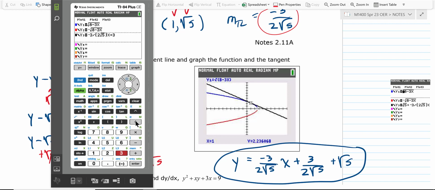You go 3 divided by, and again, I'm going to do the same thing, 2 root 5. It should work if you don't do that on that, but just to develop the habit, the general rule of thumb, if you have fractions, numerator and denominator, if you always put the numerator and denominator in parentheses, you'll never go wrong. Okay, so we got that. Then we have plus square root of 5 like that.